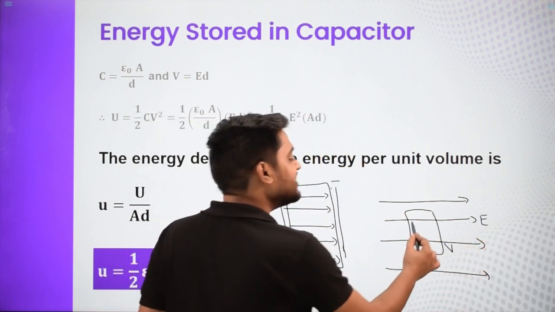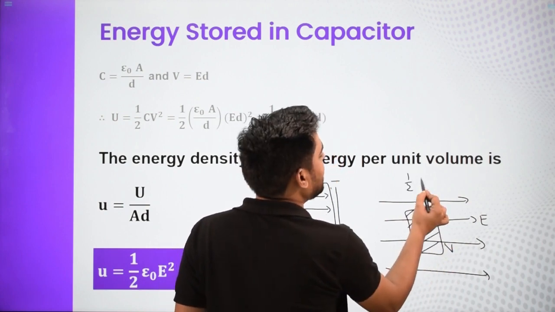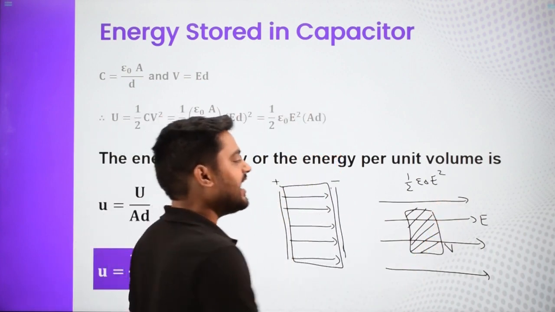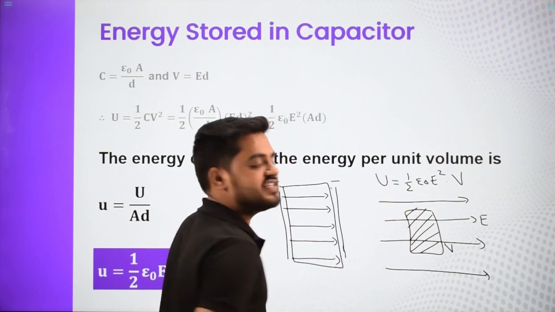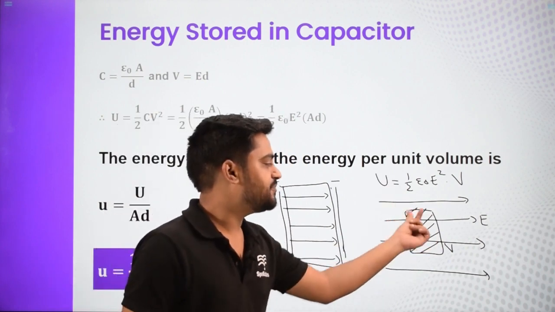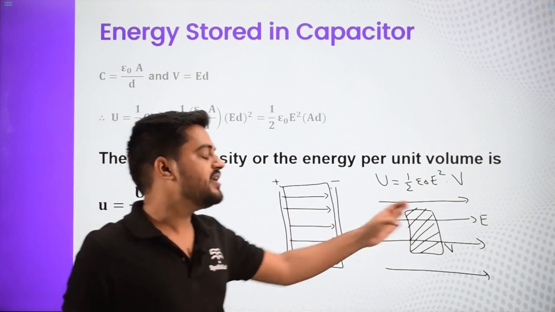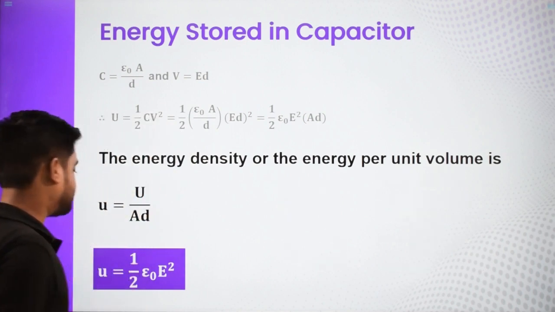How much energy is trapped in this volume V of space? Then I'll say half epsilon naught E squared is the energy per unit volume, times the volume V, and that is the total energy trapped in this much space. Now that space can be in the middle of the capacitor or can be part of a uniform electric field. That does not really matter.